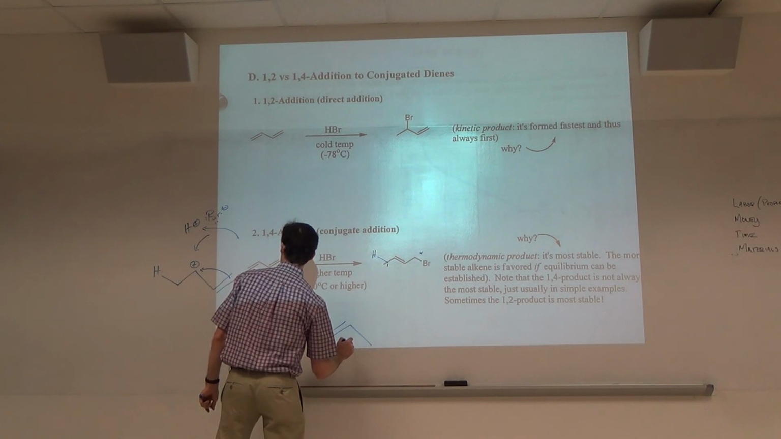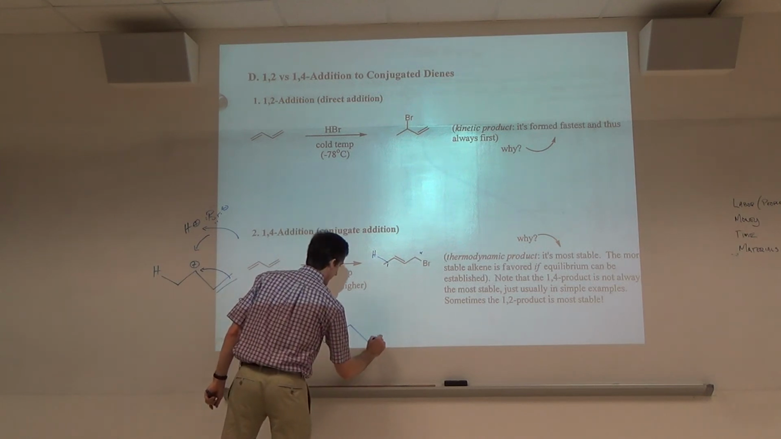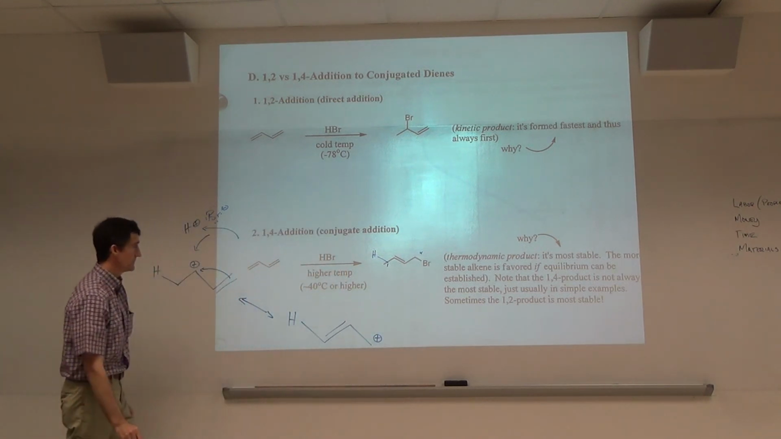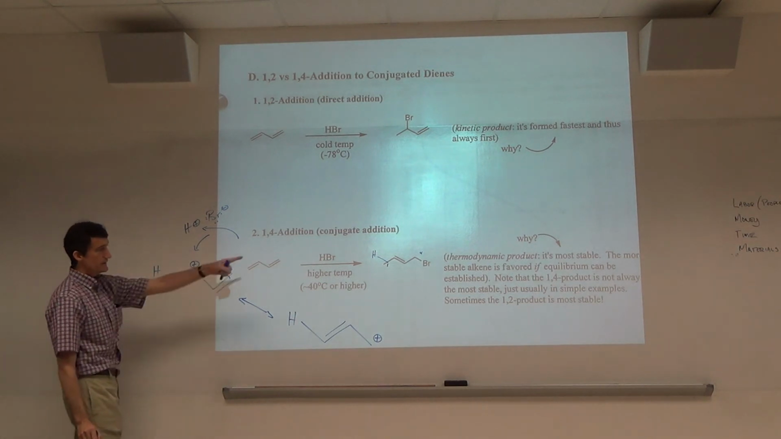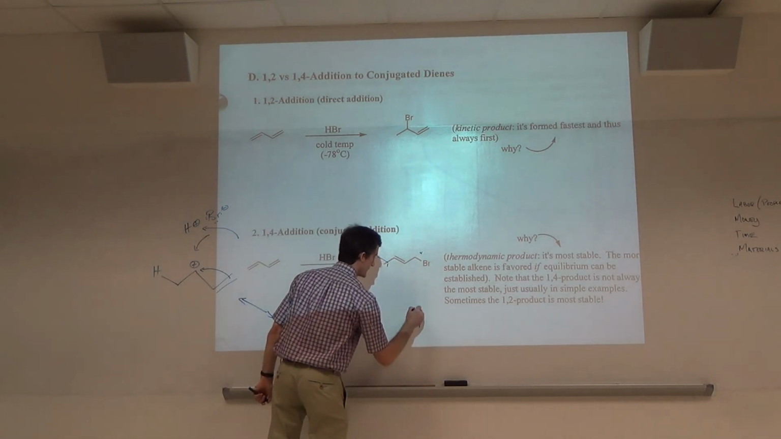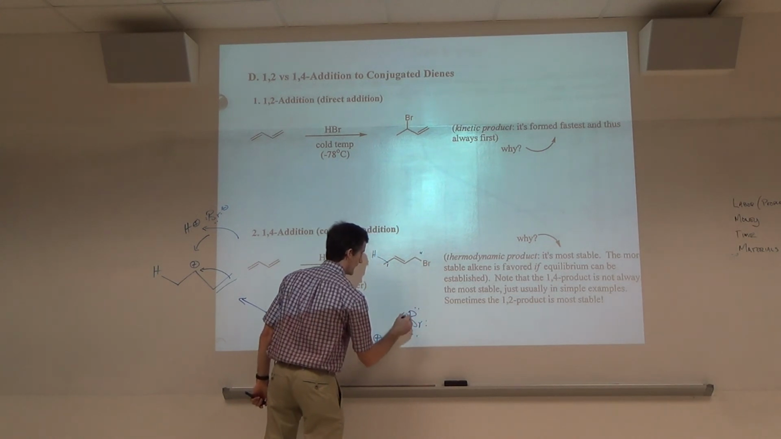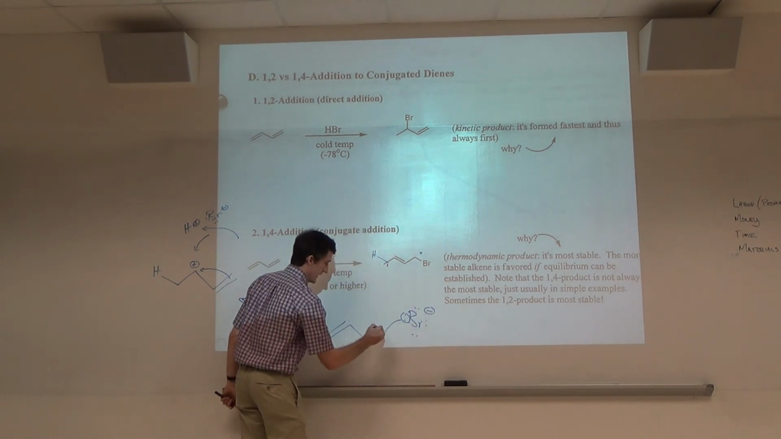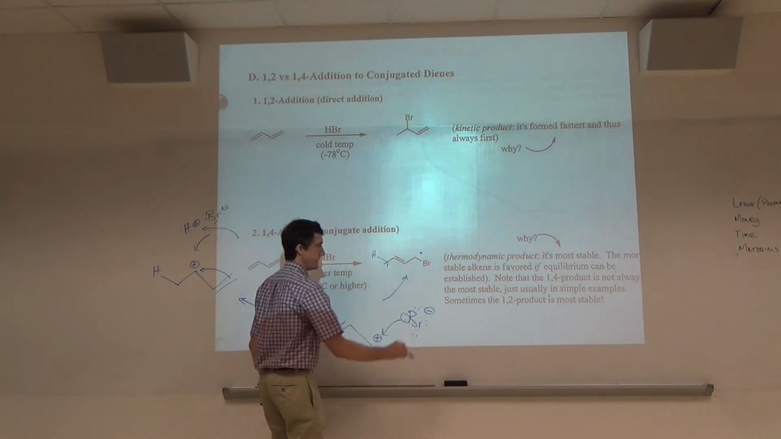Now we have that, and the cation there. Now how do we get the final product? Br minus adds to the cation. There.